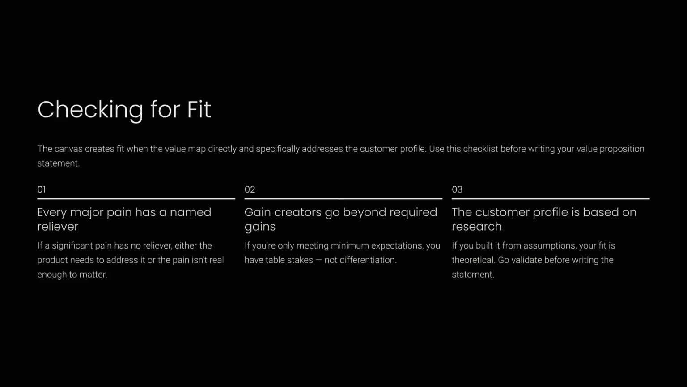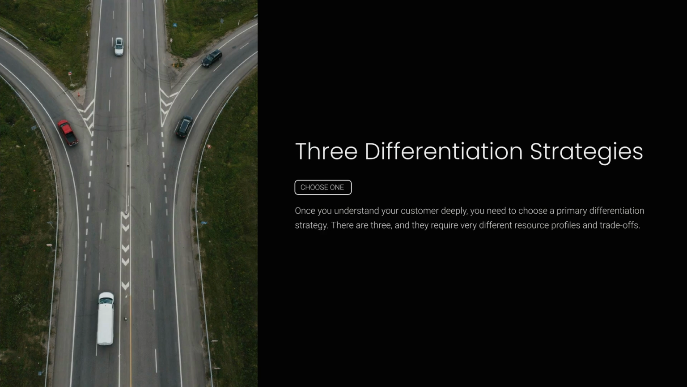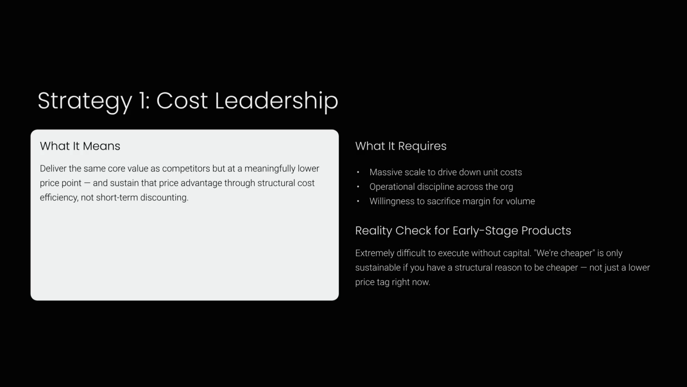Before moving forward, check for fit using this checklist. Ensure every major pain has a specific reliever. Your gain creators offer more than just minimum expectations, and confirm your customer profile is rooted in real research, not just assumptions. Once you've confirmed your fit, it's time to choose a primary differentiation strategy. There are 3 main approaches, and each demands a different set of resources and involves unique trade-offs. First is cost leadership.